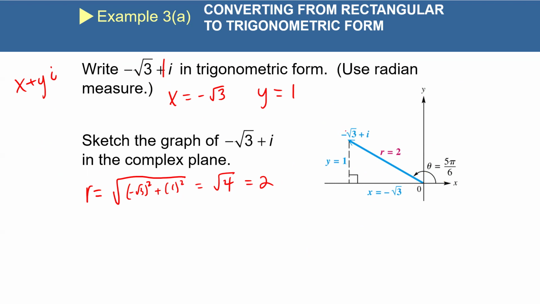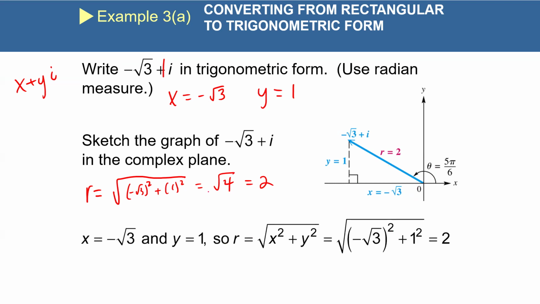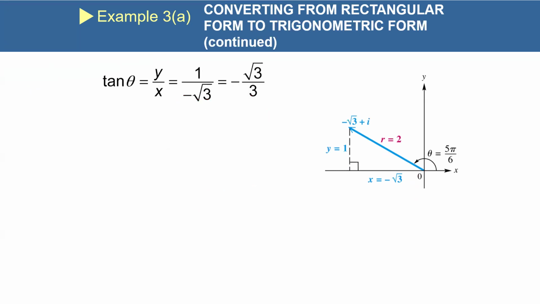That has these values. To do that, we're going to look at the tangent. So our tan theta... So what's tan? Tan is y over x. What's our y? So our tangent is y over x, which is 1 over the negative square root of 3, which equals negative square root of 3 over 3.